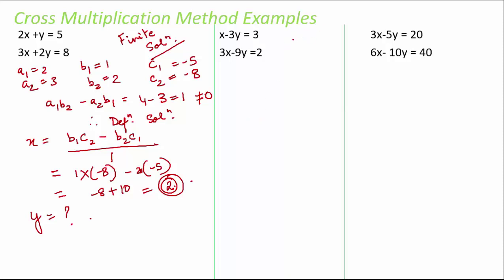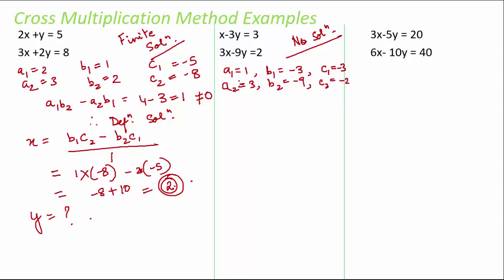Now the next example that we have is an example of a no solution scenario. So let's see. Here we have a1 is equal to 1, b1 is equal to minus 3, c1 is equal to minus 3, and a2 is equal to 3, b2 is equal to minus 9, and c2 is equal to minus 1. Right? So again, let's calculate a1 b2 minus a2 b1, which is equal to 1 into minus 9 minus 3 into minus 3, and that's equal to minus 9 plus 9, which is equal to 0. Right?